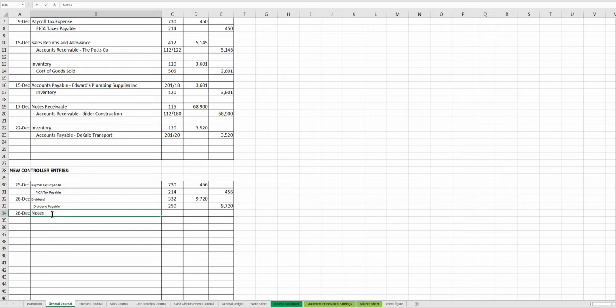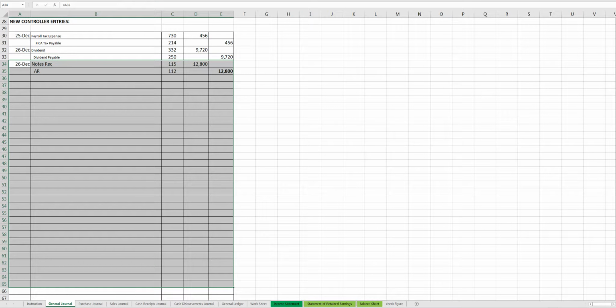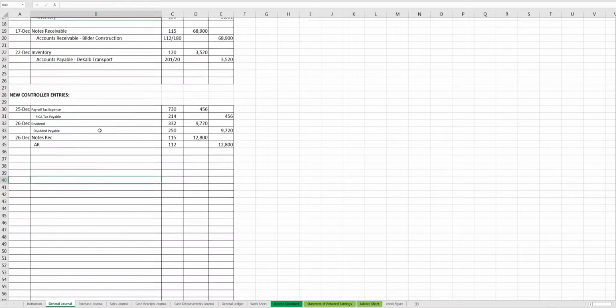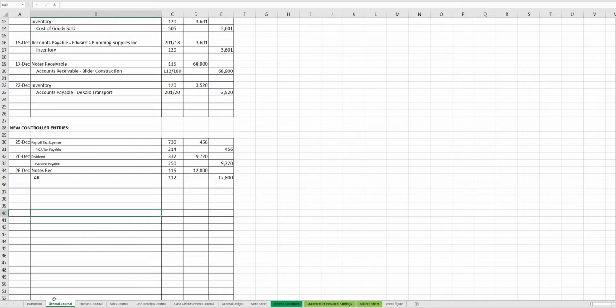Basically, we're going to debit notes receivable, and we're going to credit accounts receivable, right? This is the journal entry we have. Let's put the account number. All right.